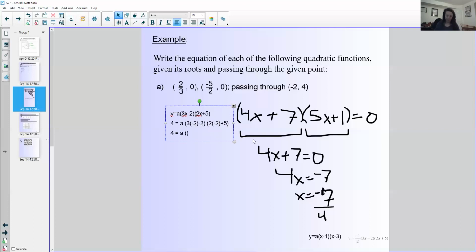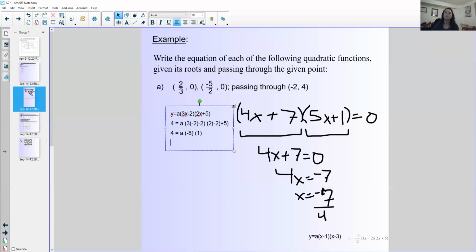Negative 6 minus 2 is negative 8. And the next one, 2 times negative 2 is negative 4. Negative 4 plus 5 is positive 1. Okay? I need to get the a by itself. I'm going to multiply these together and then bring them onto the other side. Because the negative 8, and negative 8 times 1 is negative 8.